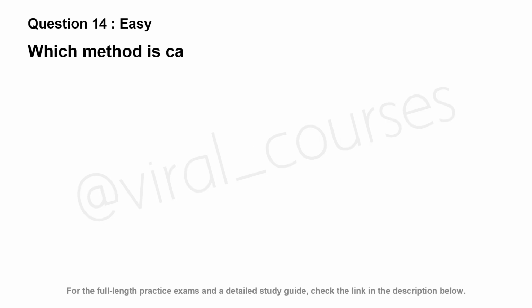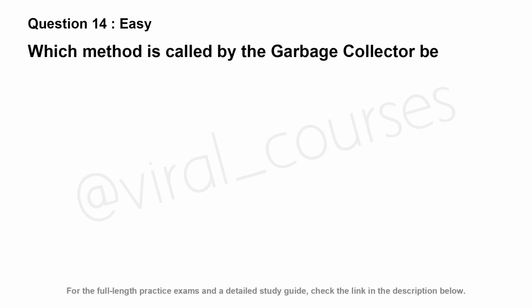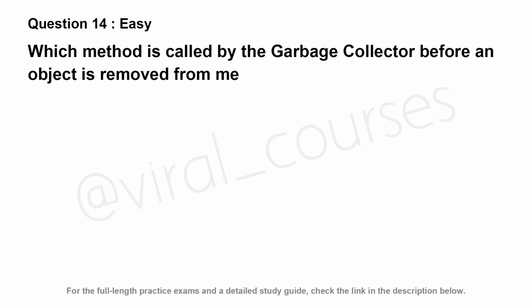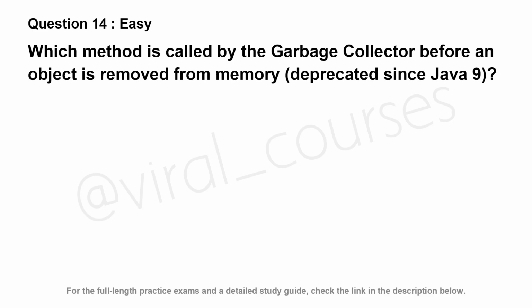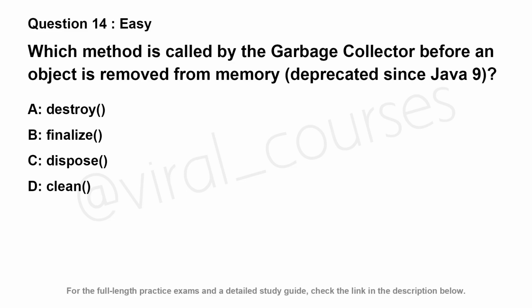Which method is called by the garbage collector before an object is removed from memory? Deprecated since Java 9. Option A. Destroy. Option B. Finalize. Option C. Dispose. Option D. Clean.